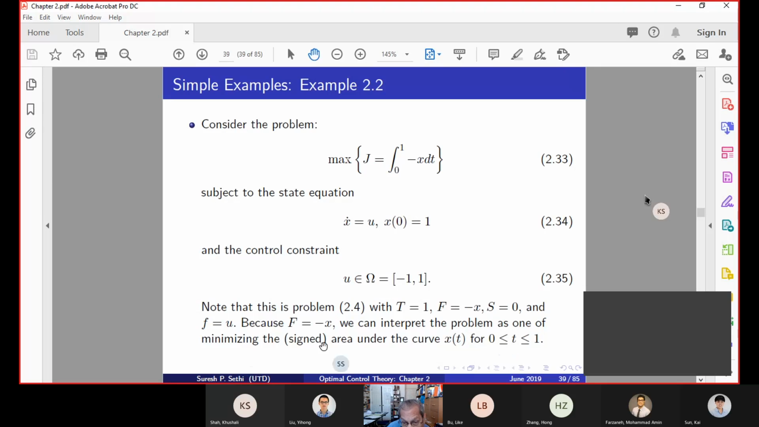So we are actually maximizing the negative of the area under the curve. So we are minimizing the signed area. Okay, because x can be positive or negative, so the integral has to be of the signed area. So there's a curve and it has an area under the curve, and we are trying to minimize that area, okay, or maximize the negative of that area. You'll see the picture later.